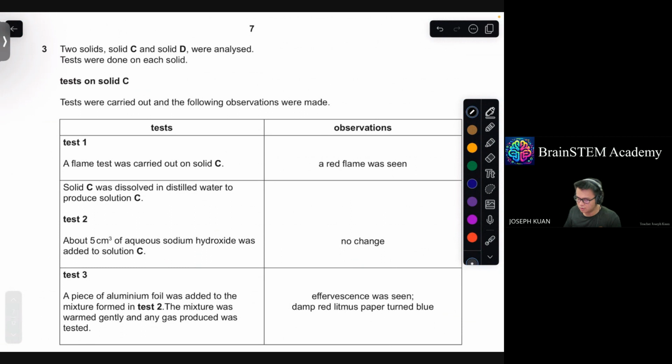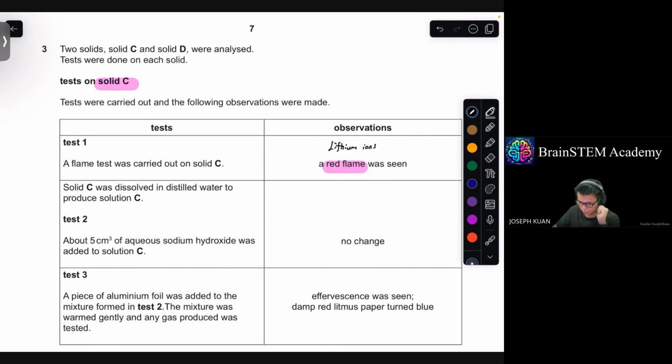Two solids, solid C and solid D, were analyzed. Tests were done on each solid. So in terms of solid C, tests were carried out and the following observations were made. For number 1, a flame test was carried out on solid C, and we see a red flame. When we see the word red flame, we should think of lithium ions. Lithium ions exhibit a red color under a flame test.